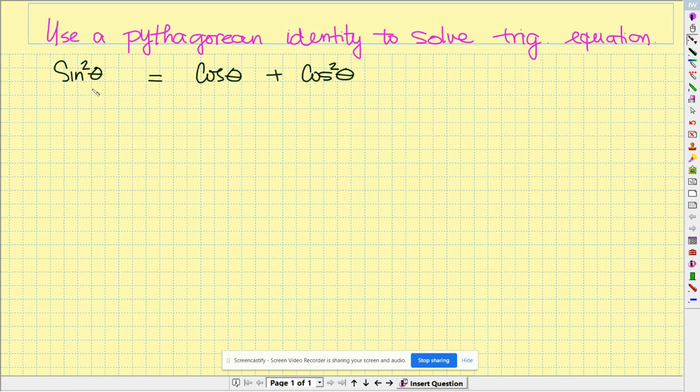Let's begin. The first thing we can look at in this equation is that the left side is sine squared theta, but on the right side of the equation, both terms have cosine theta. So the first step, we are going to use the Pythagorean identity to substitute sine squared theta for 1 minus cosine squared theta. And then we copy the rest.